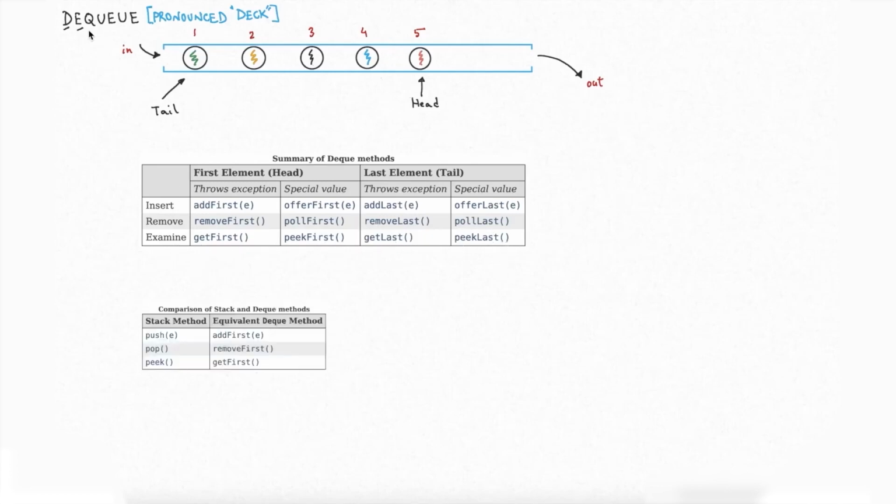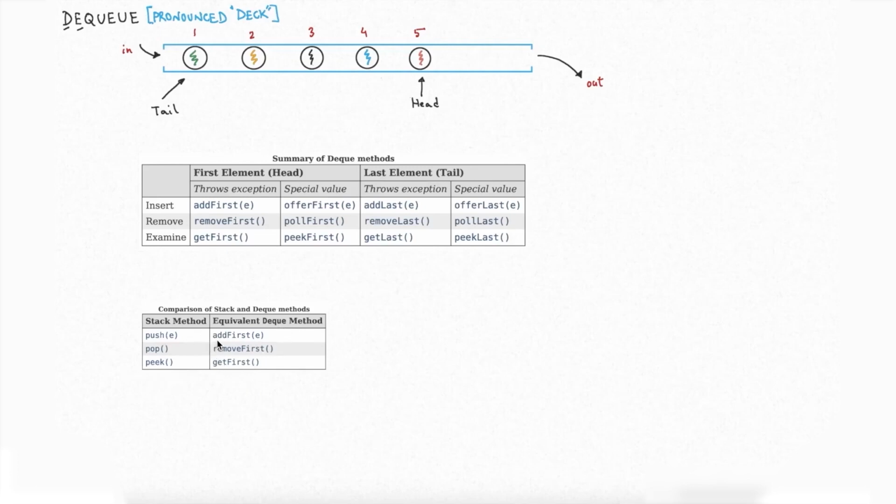We can also use the deque implementation like a stack, where the order is last in, first out. If you compare the different methods that deque has to the methods that stack has, you will see that the push method in stack is exactly equivalent to the addFirst method in the deque implementation. The pop method is exactly similar to the removeFirst method in the deque implementation. And the peek method in the stack class is equal to the getFirst method in the deque interface.